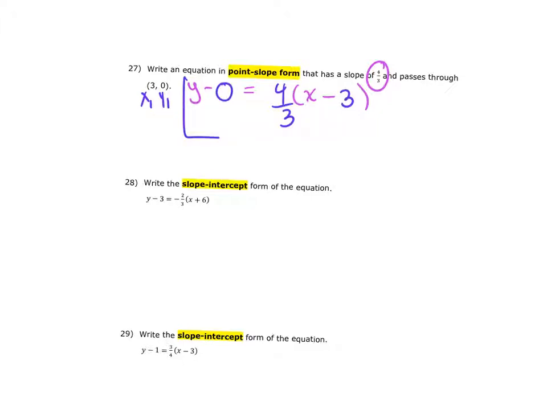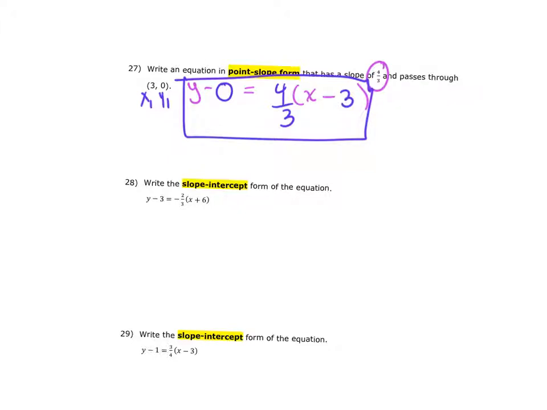Right there. That's all you needed to do. You don't need to distribute. You don't need to do anything else, because in order for it to be properly written in point slope, you have to have the format of y minus y1 is m times x minus x1, so that you could identify x1, y1, and m. So this is probably one of the easiest ones to do, because you don't have to do anything after putting in the point and putting in the slope.